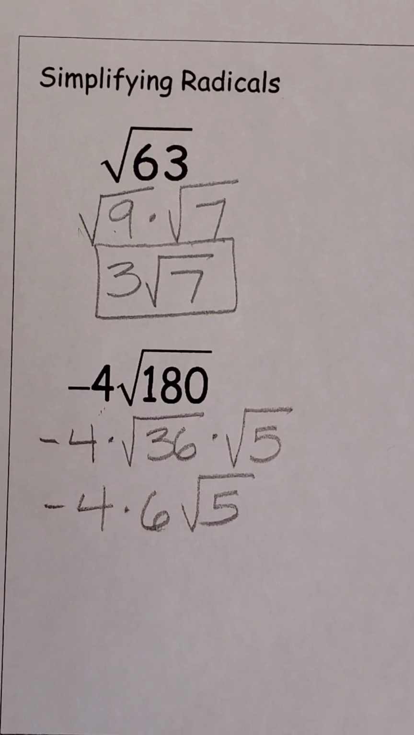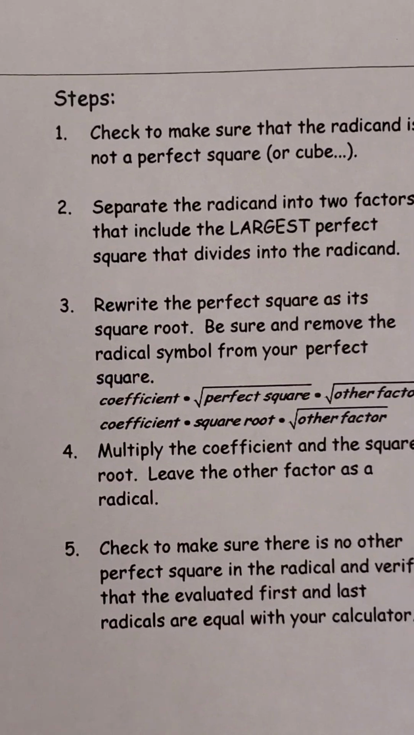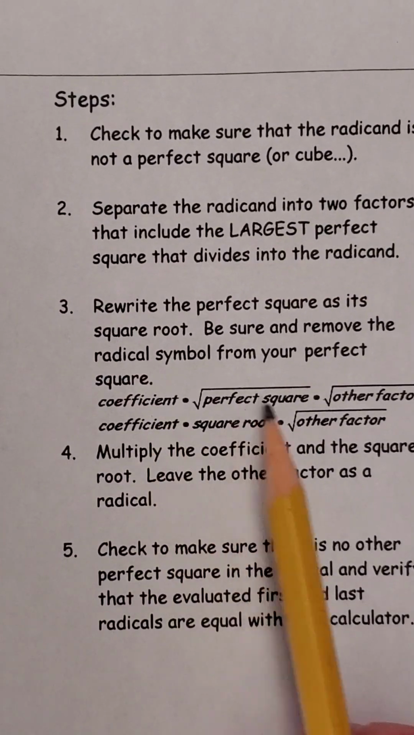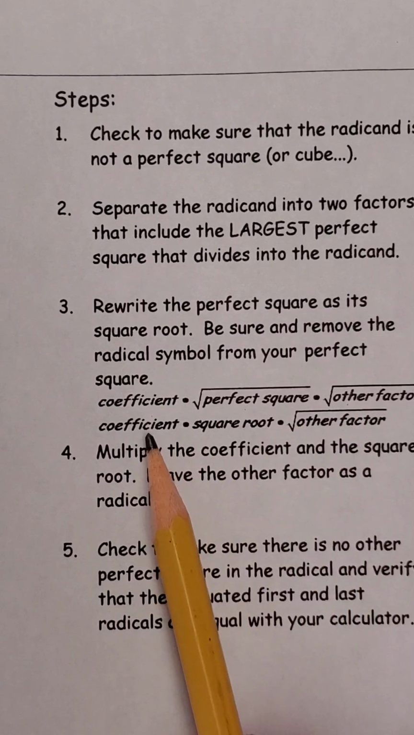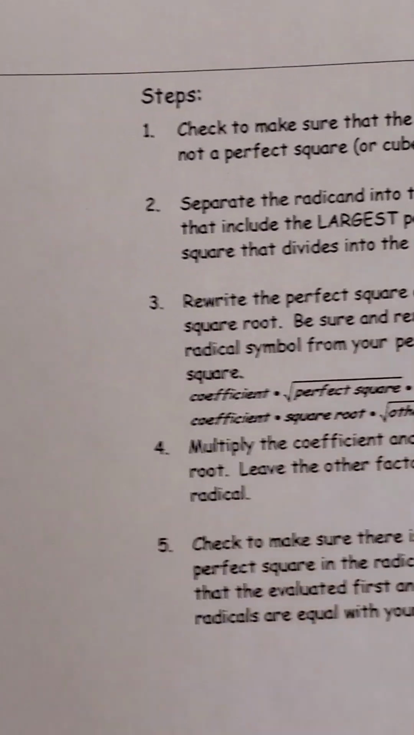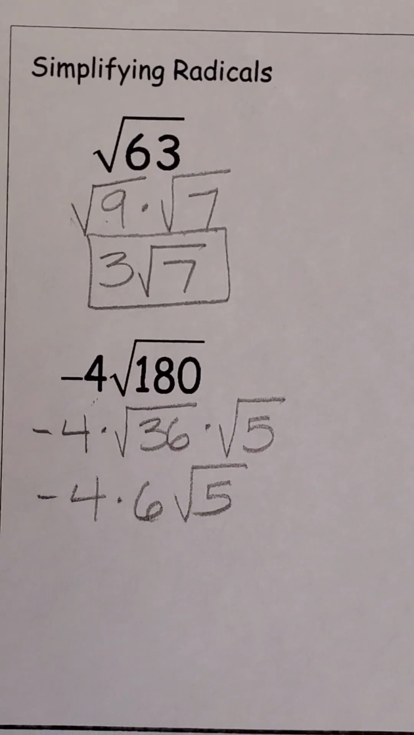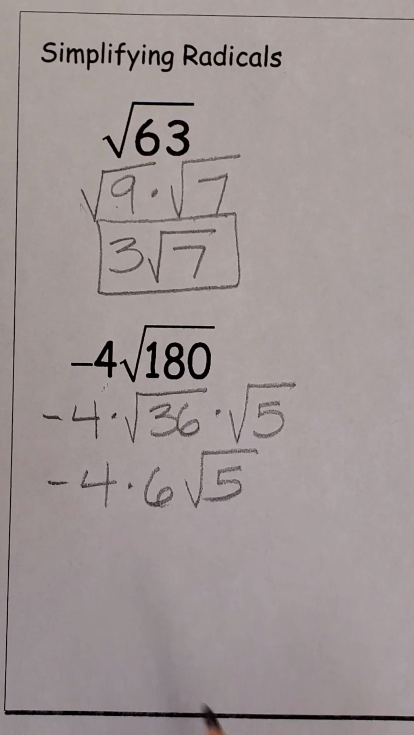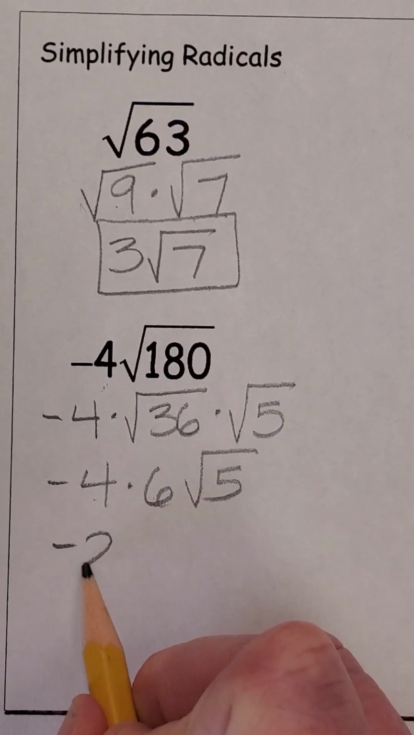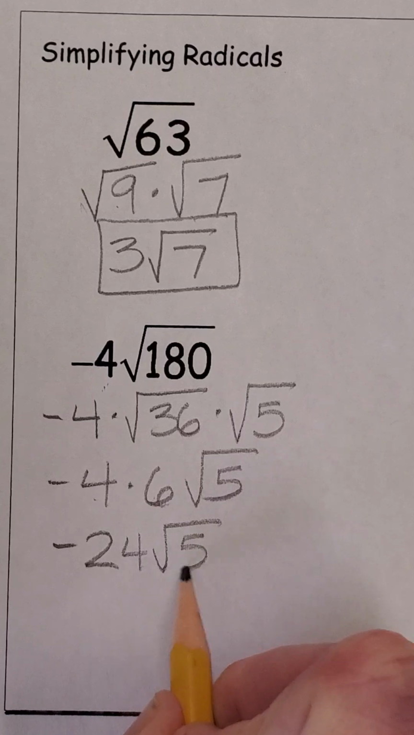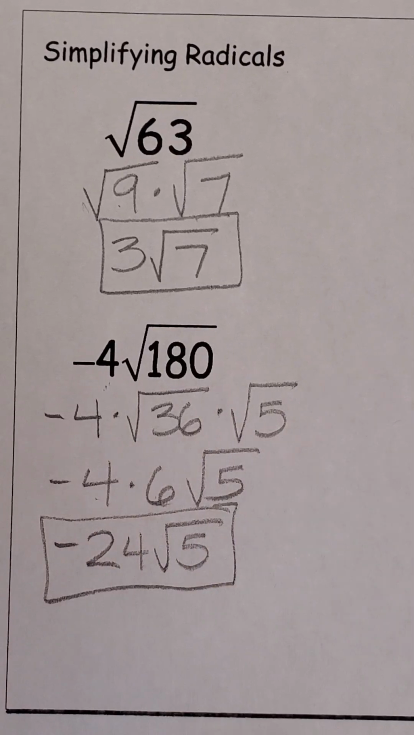As you can see over here, I have this little setup for you. So the coefficient times the perfect square times the other factor. Then we break that down into the coefficient times the square root and the other factor. Then we multiply these two, and then we have a final answer of negative 24 root 5.